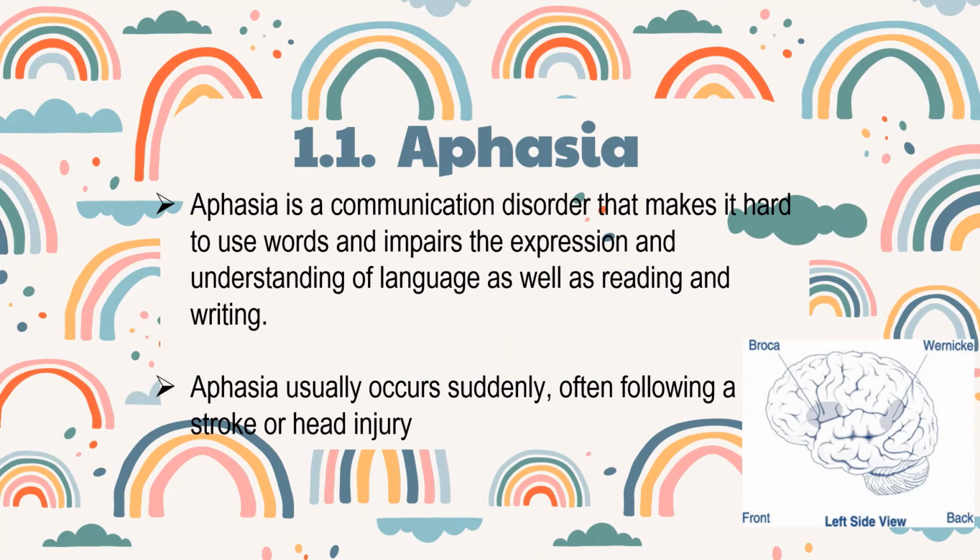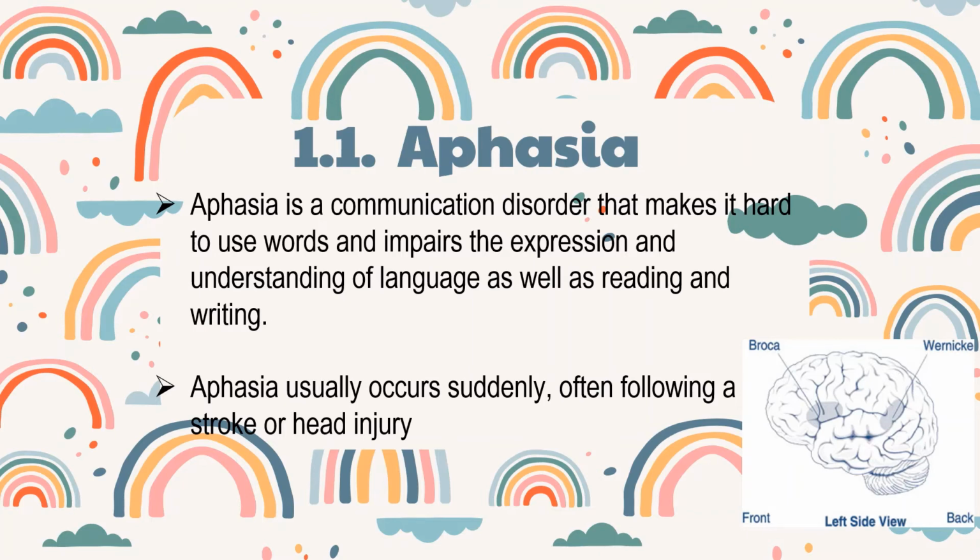So first, we have aphasia. It is a communication disorder that makes it hard to use words and impairs the expression and understanding of language, as well as reading and writing. This results from damage to portions of the brain that are responsible for language. For most people, these areas are on the left side of the brain.